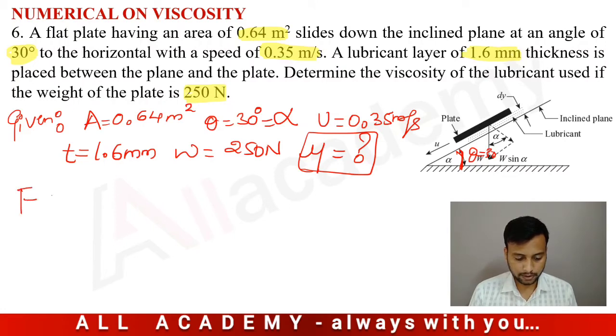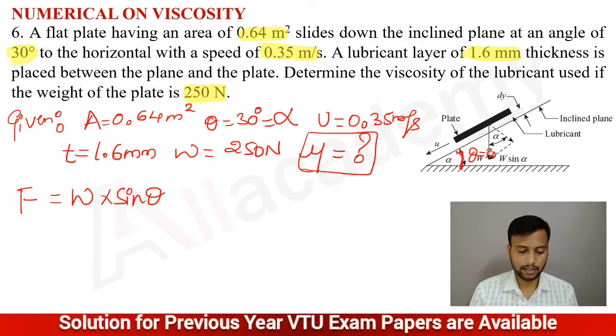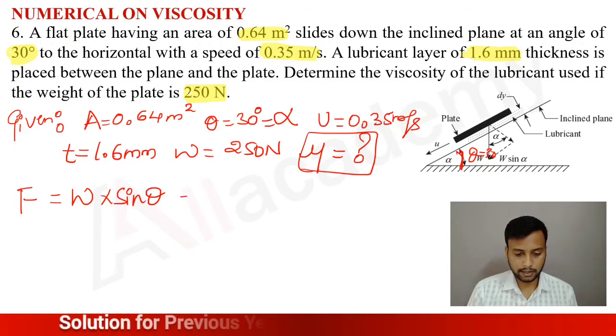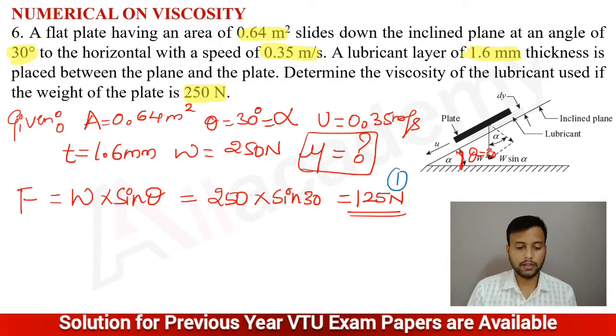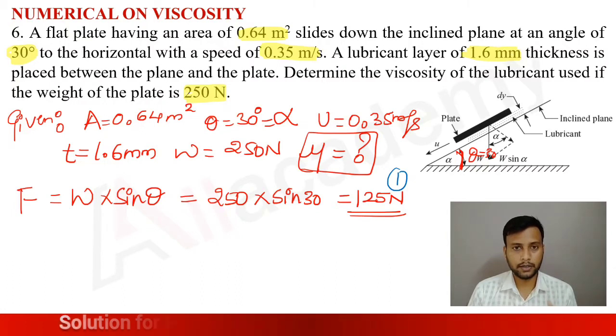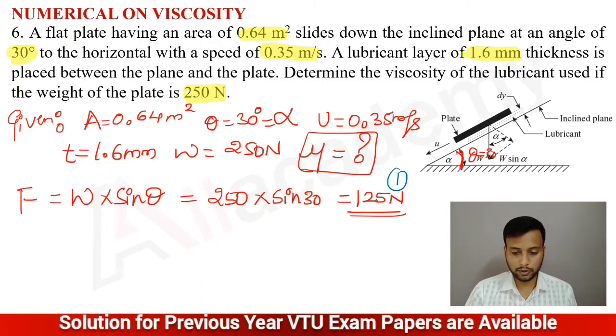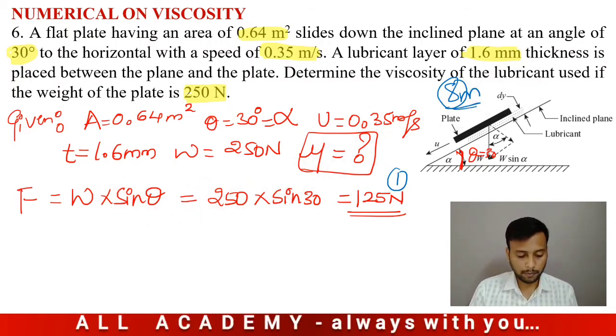So we need to identify first the force, which is given by weight into the sine of the angle of inclination. F is equal to W into sine theta. W is given, that is 250 into sine 30 degree. If you simplify this, you will get 125 Newton. So if you solve this, you will get 1 mark. This is very important to identify the force, and please note that this question is asked for 8 marks.